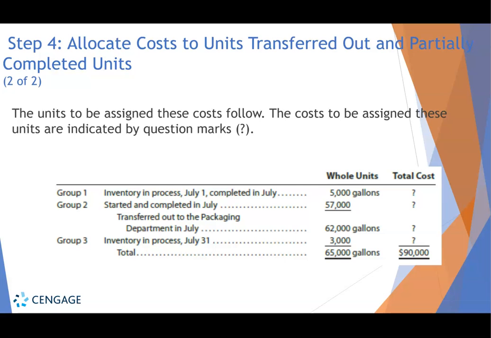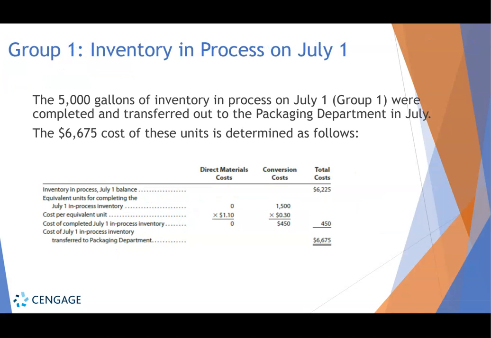So we've got the 65,000 gallon whole units, and the total cost we need to account for is $90,000. As shown here, $6,225 of the cost of the July 1st in-process inventory of 5,000 gallons was carried over from June. This cost, plus the cost of completing the 5,000 gallons in July, was transferred to the packaging department during July.